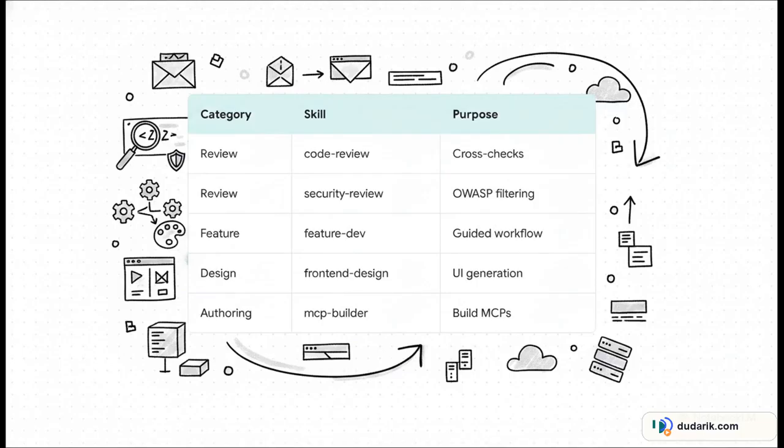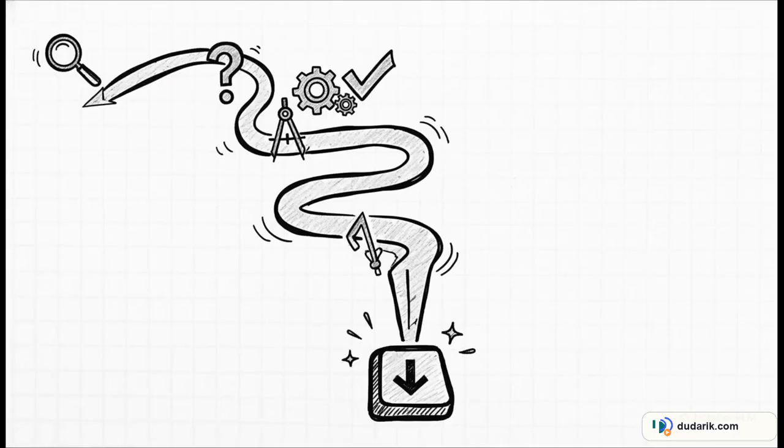Check out the categories. You've got robust review muscles with code review and security review. You have feature dev for end-to-end development. There's even front-end design for pumping out production-grade UIs, and an MCP builder to help author your own MCP servers. It is a completely loaded toolkit. And this brilliantly illustrates the depth we're talking about. Take the feature dev workflow.